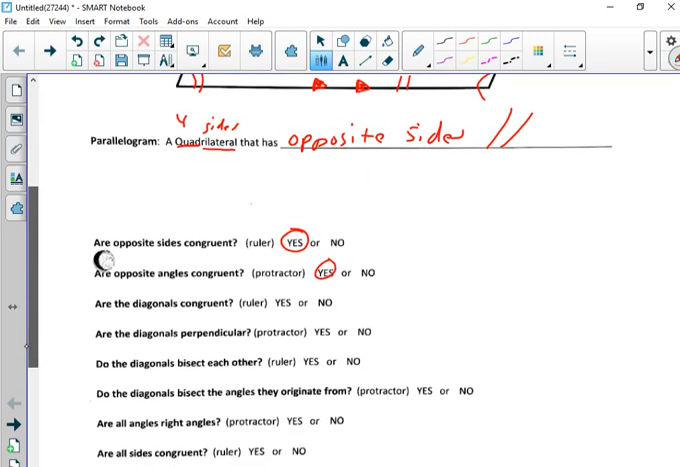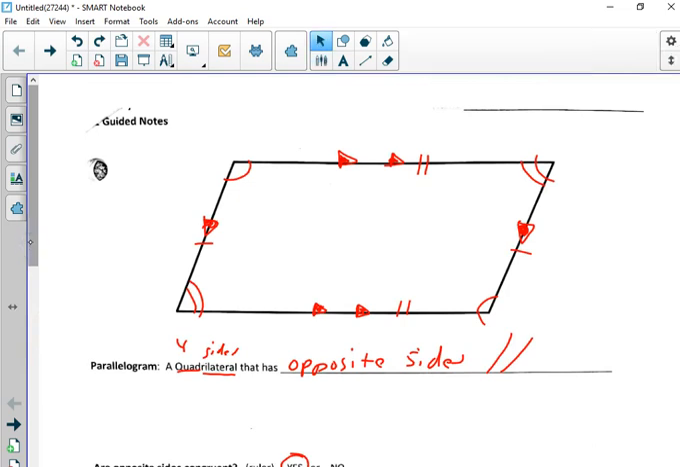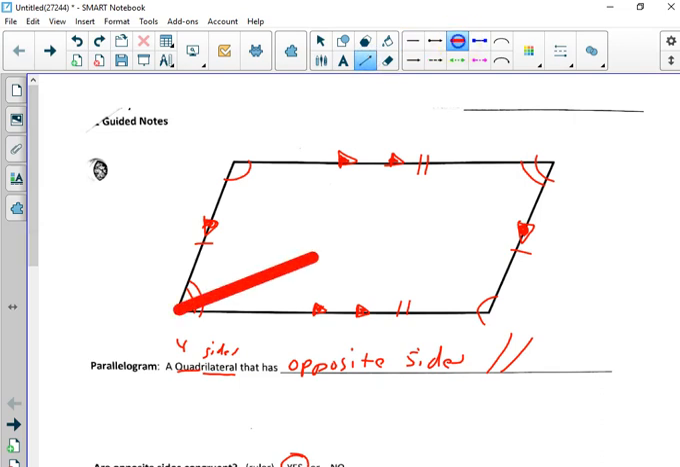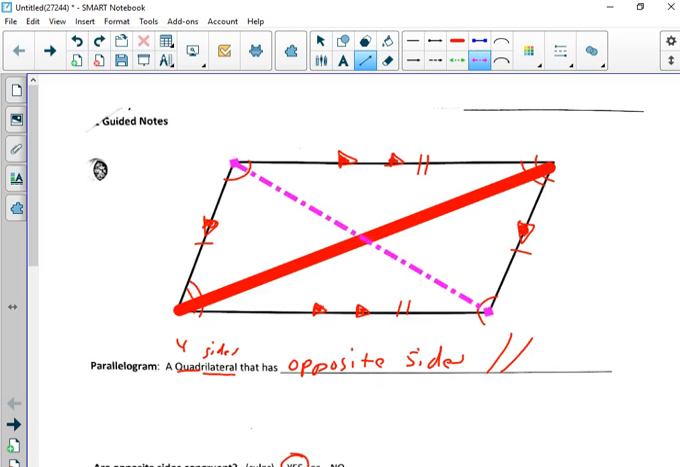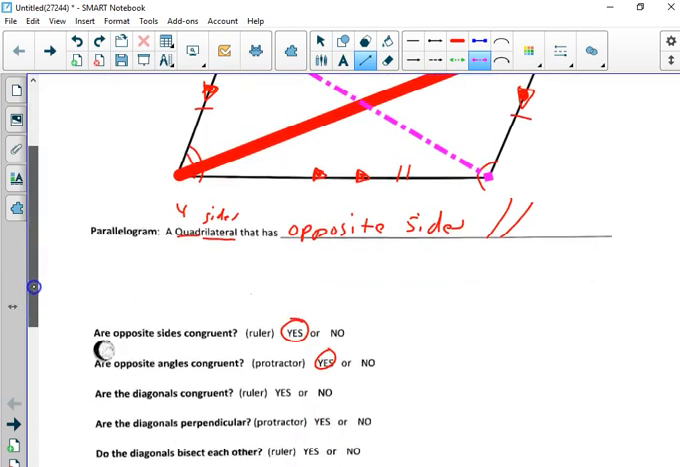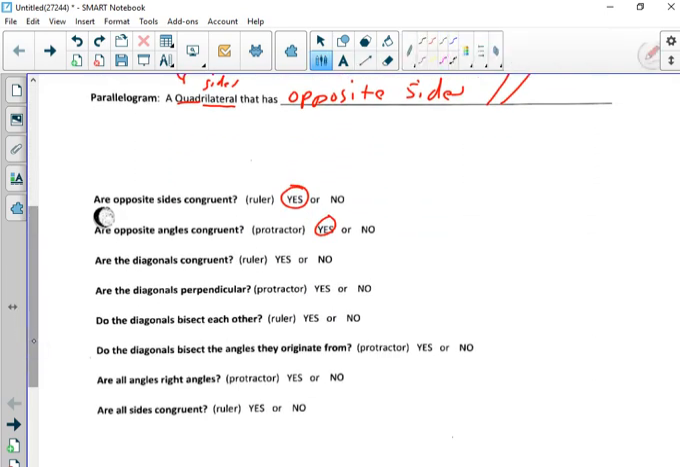Are the diagonals congruent? Well, you can kind of tell from here to here. That's a big old fat one. And from here to here, those are not the same length. You can take out a ruler and measure this to prove it, but they are not the same length. The red one is longer than the hot pink one. So the answer is no.